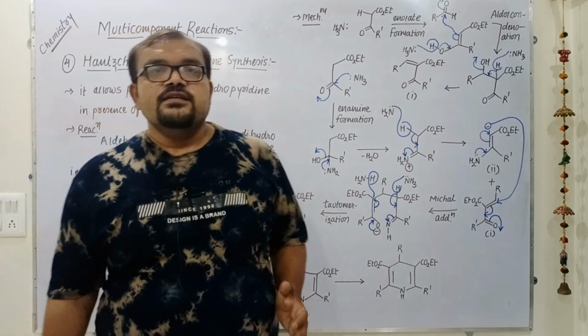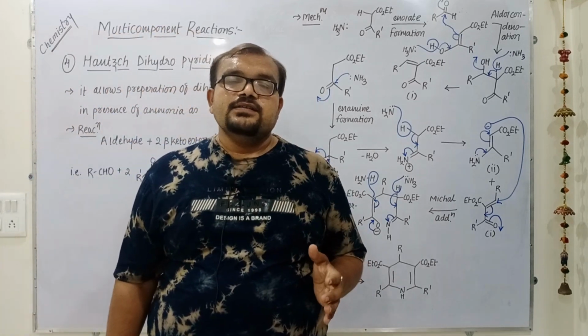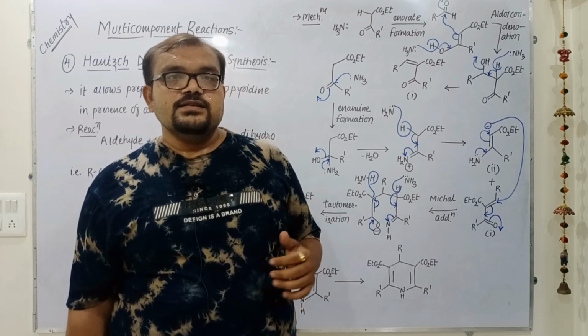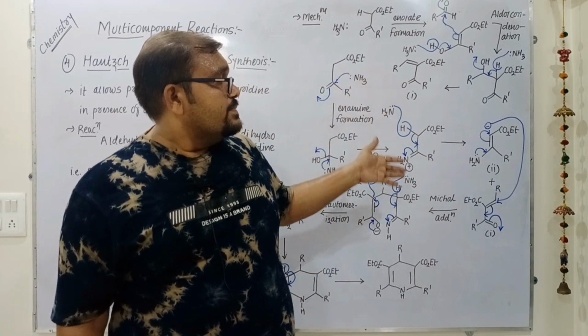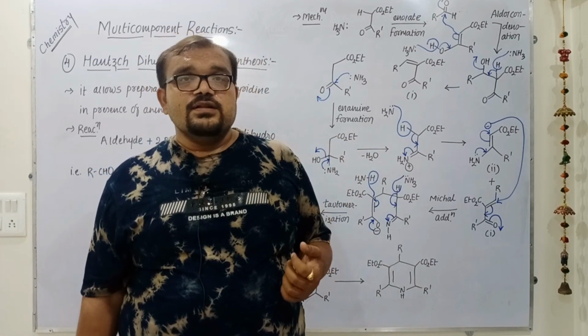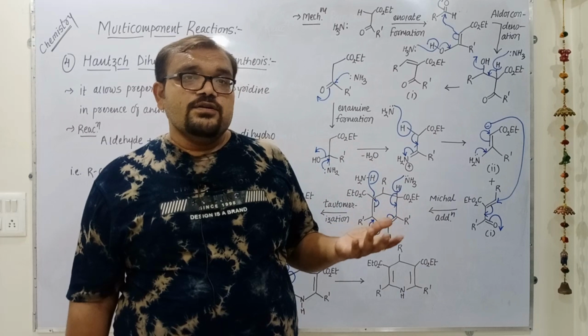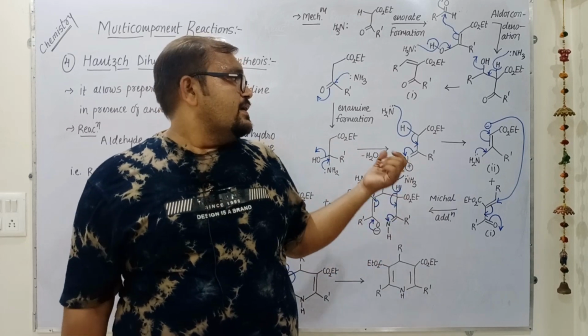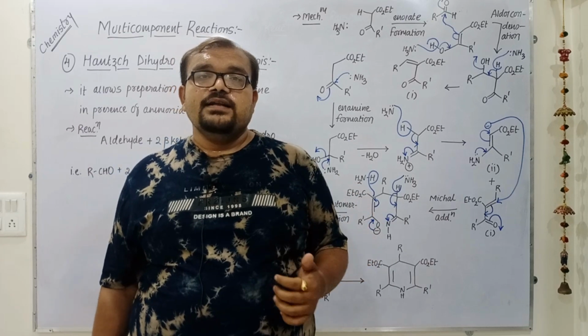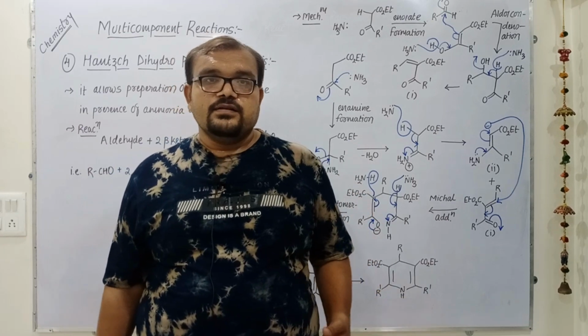So by this way we can easily memorize this dihydropyridine synthesis with the help of this mechanism and three easy steps. First one is aldol condensation by formation of enol or enolate. Then there is a formation of enamine, which will undergo Michael addition to give our product.